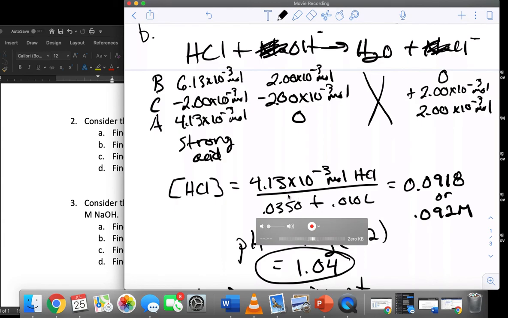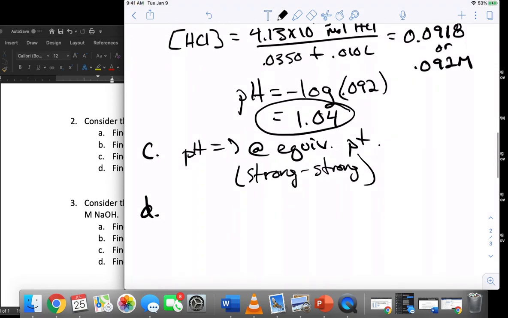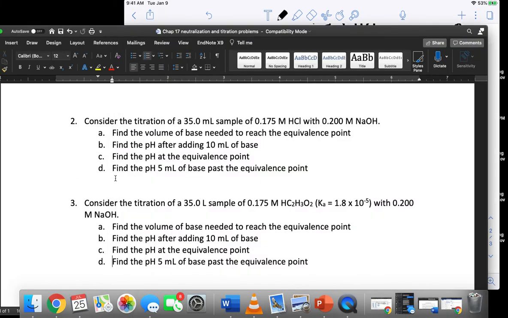And then I found my concentration of HCl, 0.092, and found the pH, 1.04. Then for part C, my pH is 7 at the equivalence point. Sorry if I cut any of that off with the problem screen on top. Now, as I move to part D, I'm going to be looking for what's the pH after I've added 5 milliliters of base past the equivalence point.